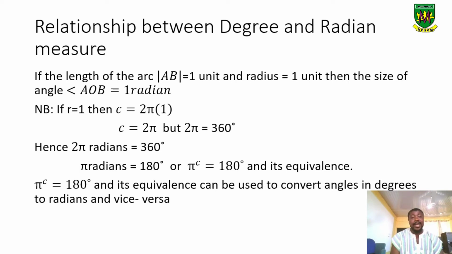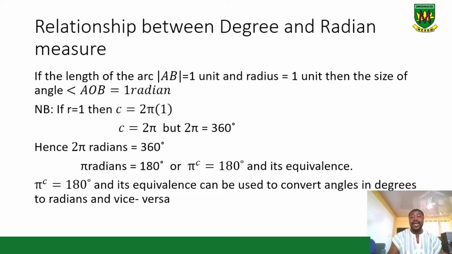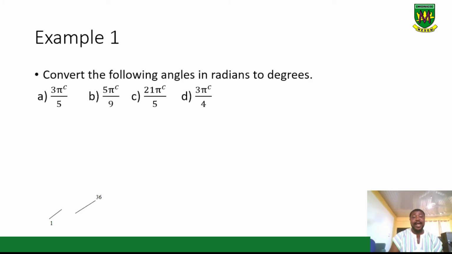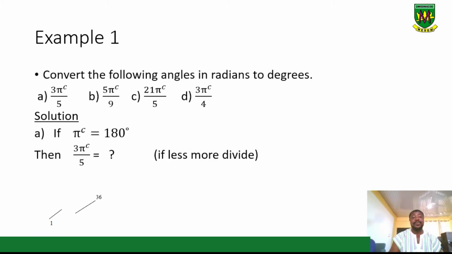Now, this pi radians is equal to 180 degrees, and its equivalence can be used to convert angles in degrees to radians and angles in radians to degrees. So let us try our hands on some of them.